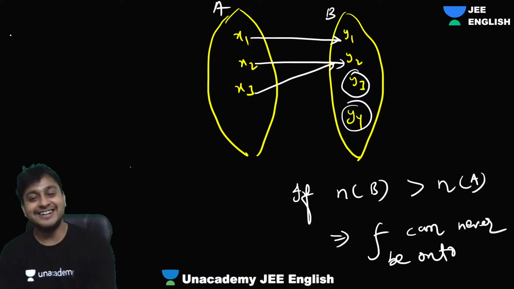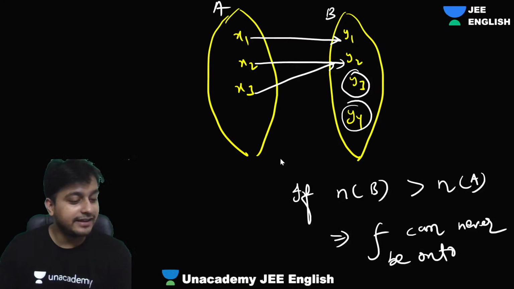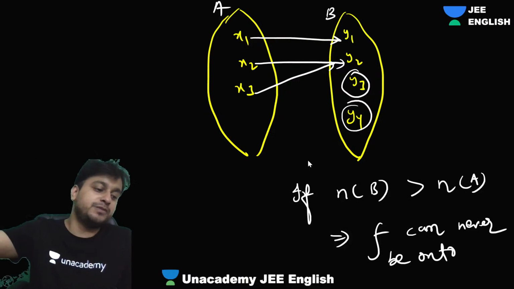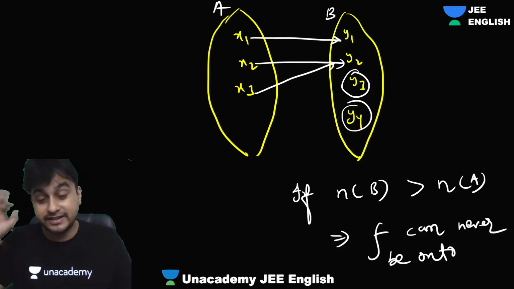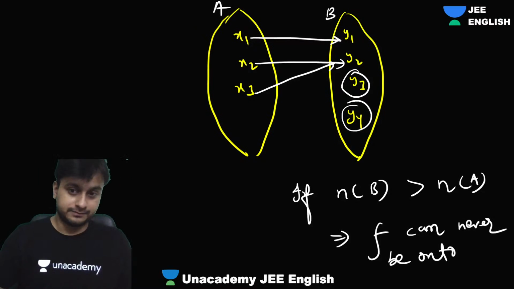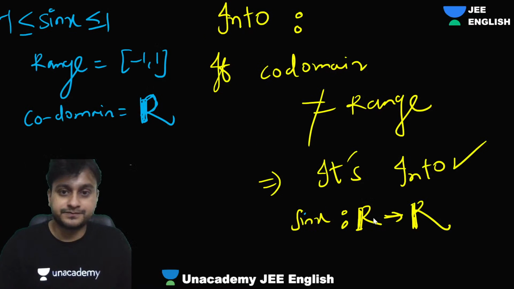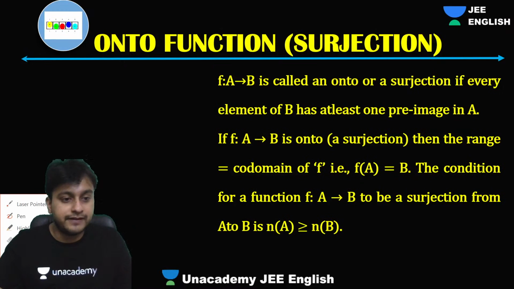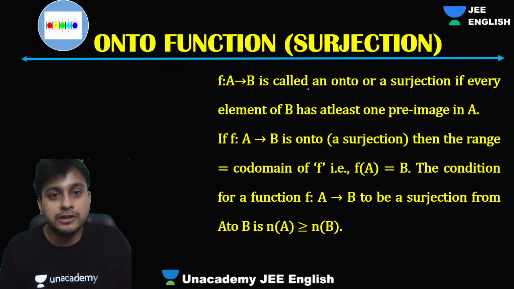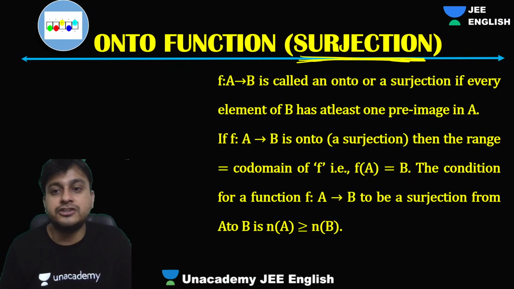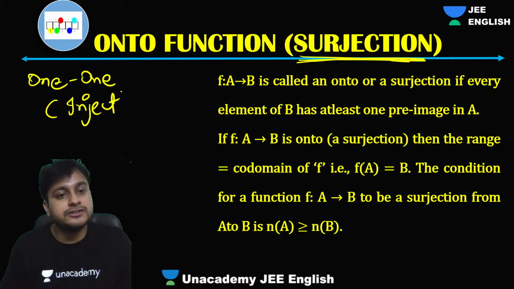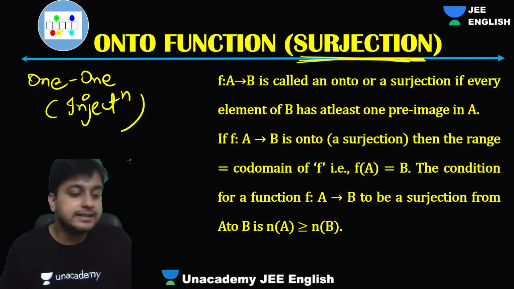Understood. So guys, that's the reason why, for it to be onto, cardinal number of B should be greater than or equal to cardinal number of A. Equal to also works, right? We have one interesting fact: onto is also called surjection, and one-one is also called injection. Okay, and onto is called surjection.